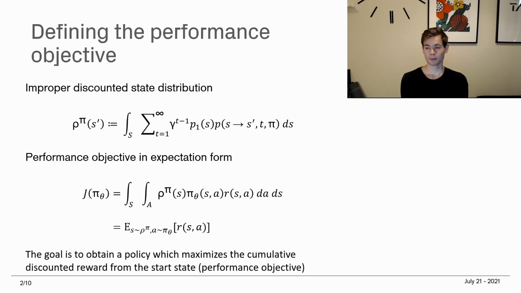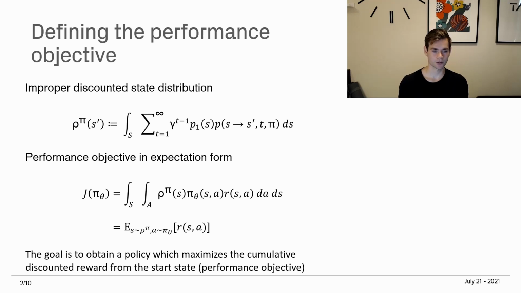Okay. Before we get into any theory, we want to first define what we're trying to do in a reinforcement learning setting to begin with. When we're acting in the environment, what we're trying to do is maximize the amount of rewards that we're getting. And one way to quantify this is through the performance objective. That's what it's called. In order to get a sense of how this is defined, we're first going to look at something called the improper discounted state distribution. That's indicated by the rho that we can see here in the equation.